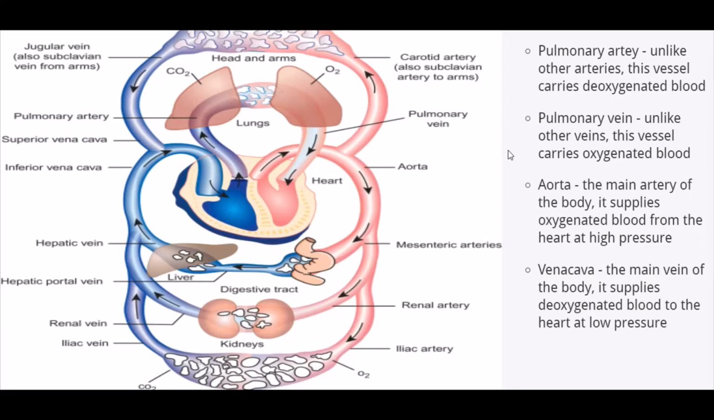The aorta, the main artery, supplies oxygenated blood from the heart at high pressure, and the vena cava, the main vein, returns deoxygenated blood to the heart at low pressure. We also have the hepatic vein. This is the vein carrying deoxygenated blood from the liver, and the renal artery. This is the artery connected to the kidney, and it carries oxygenated blood to the kidneys.